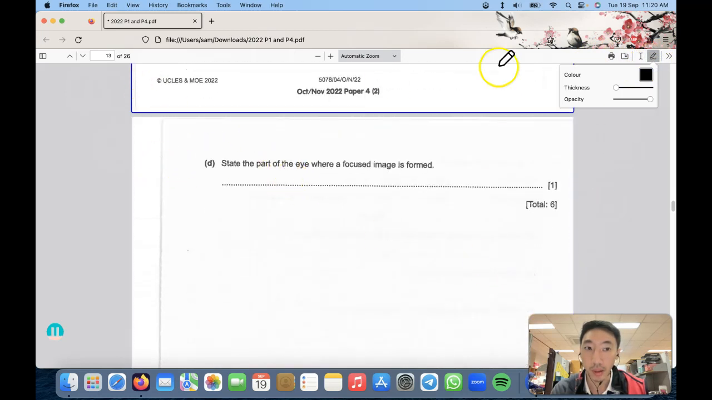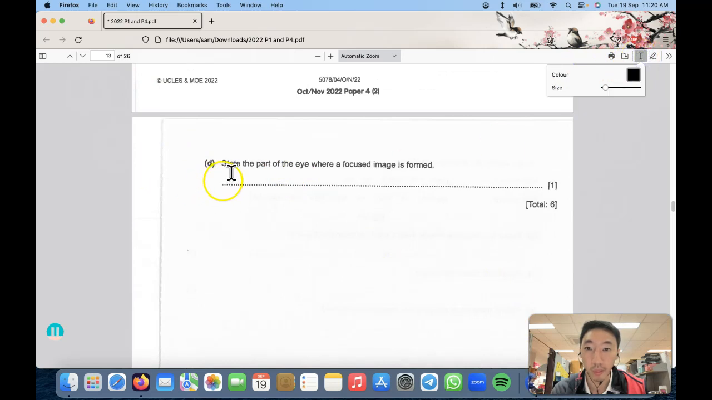State the part where the focused image is formed. Where is it? The fovea of the retina.